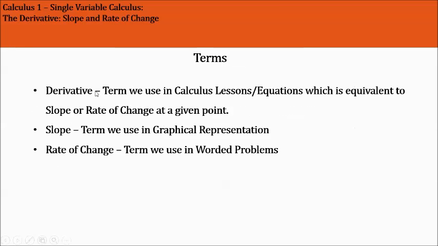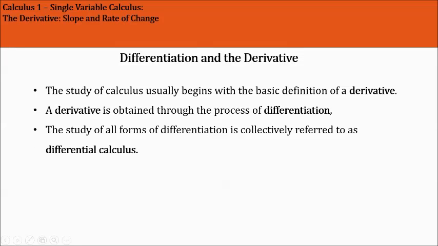To compare derivative and differentiation, differentiation is the process. So when we do differentiation, we get an answer. That is called the derivative. So differentiation is the process and the answer is the derivative.